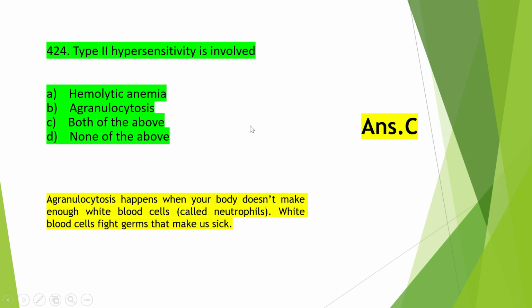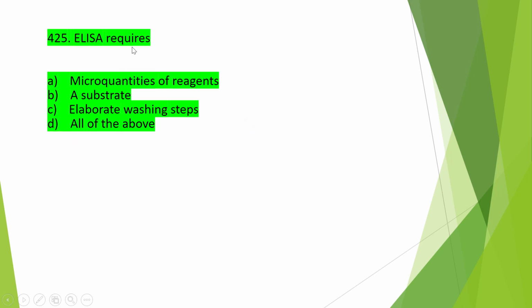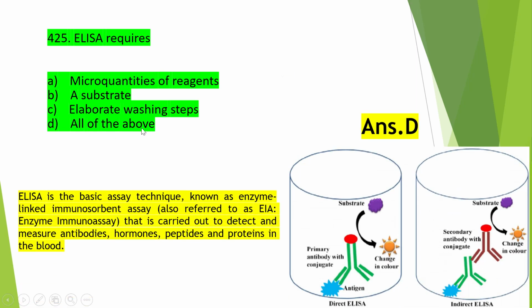Okay. So the last question is: ELISA requires micro quantities of reagents, a substrate, elaborate washing step, all of the above. And the right one is option D, that is all of the above. So ELISA requires all of this. So what is ELISA? ELISA is the basic assay technique known as enzyme linked immunosorbent assay, also referred to as EIA, that is enzyme immunoassay, that is carried out to detect and measure antibodies, hormones, peptides, and proteins in the blood.